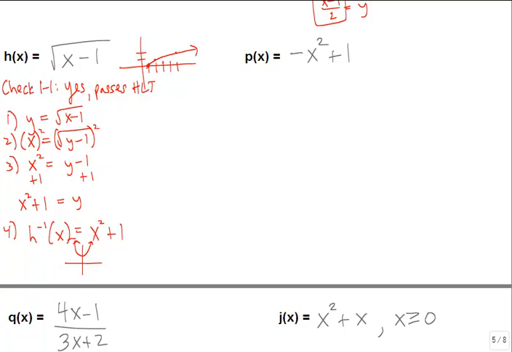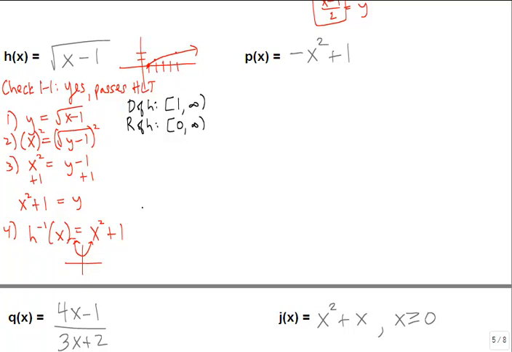So what I'm going to ask you to consider is your domains and your ranges. Look at this original graph up here. What's the domain of h? Because the graph starts at x equals 1 and goes to the right, its domain would be from 1 to infinity. What would be the range of h? Since it hits the x-axis at a height of 0 and goes up from there, its range would be 0 to infinity.